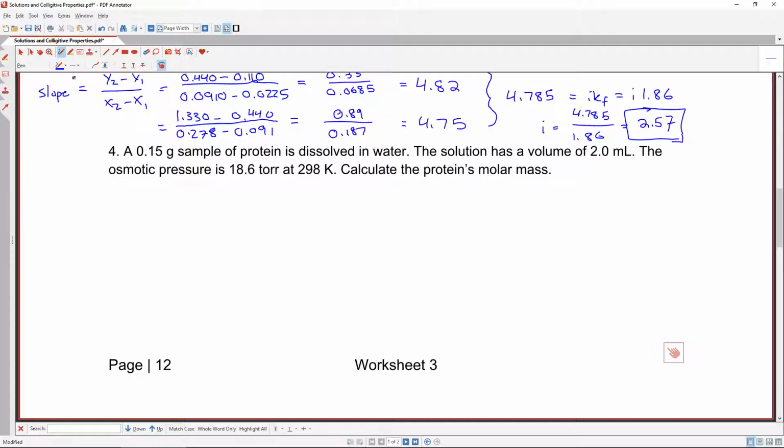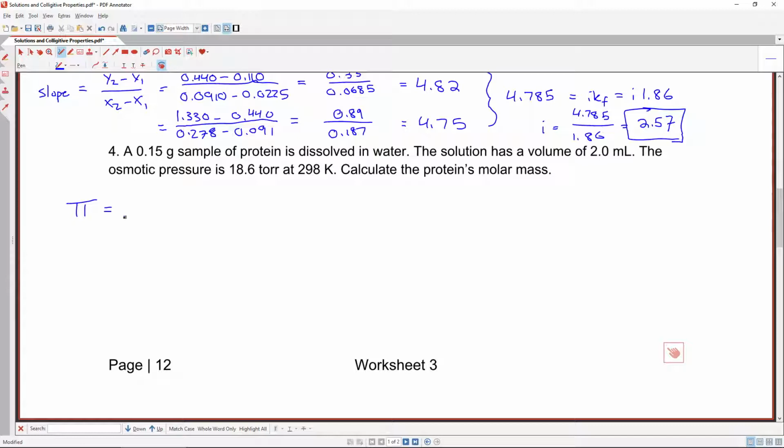So number 4, a 0.15 gram sample of protein, some mysterious protein, is dissolved in water. The solution has a volume of 2 milliliters. The osmotic pressure is that many torr at that Kelvin. Calculate the protein's molar mass. Right, so we're going to use our osmotic pressure.